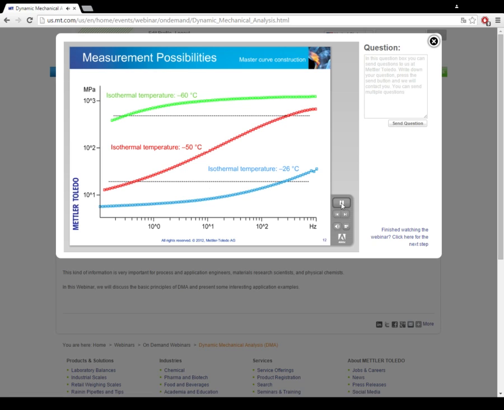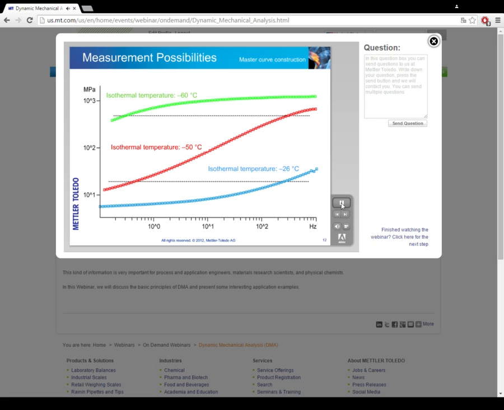One makes use of the fact that at high frequencies, a material behaves the same as at low temperatures. This is known as the time-temperature superposition principle, or TTS principle. Master curves can be quickly constructed using the DMA 861 due to the excellent temperature stability and accuracy of the instrument, as well as the high frequencies that can be reached. This allows information to be gained about the dynamic behavior and the molecular structure and cross-linking network of materials.